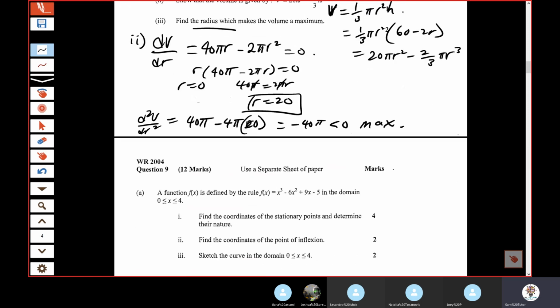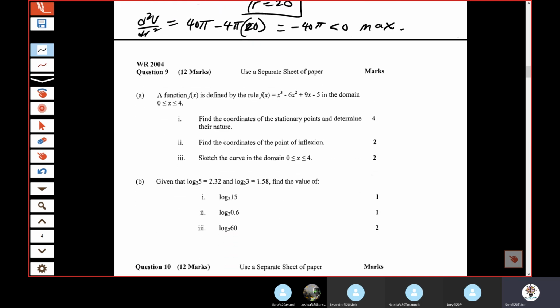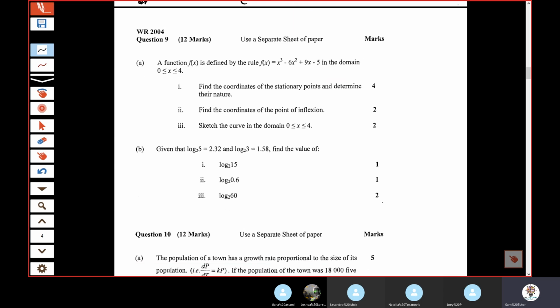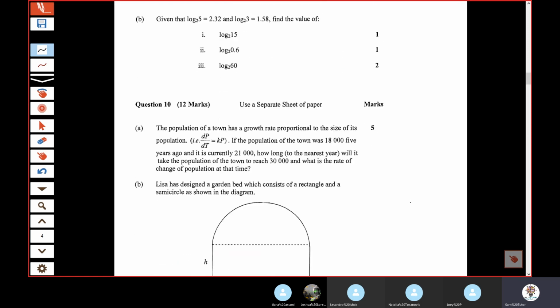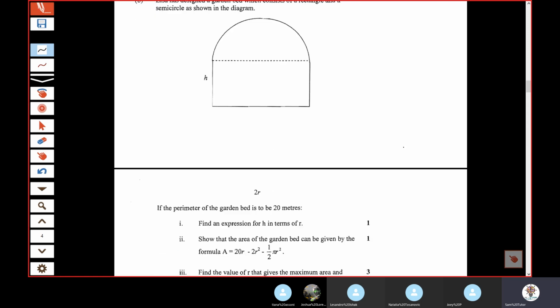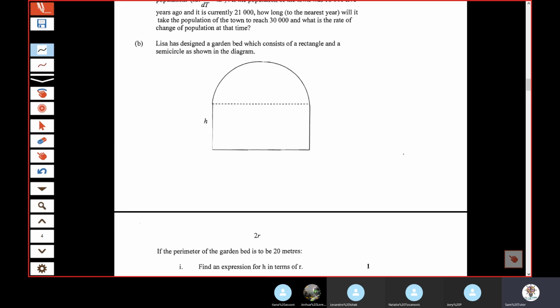Okay. Any questions? Joe, you good with it? Feeling comfortable with this topic? Yeah. Cool, all right. There you go, your favorite, which we won't do, but there it is, just so you guys can see it. A function is given in the domain. Find the stationary points, nature, points of inflection. Sketch the curve. 8 marks. You know that will be in your test, right? 100%.